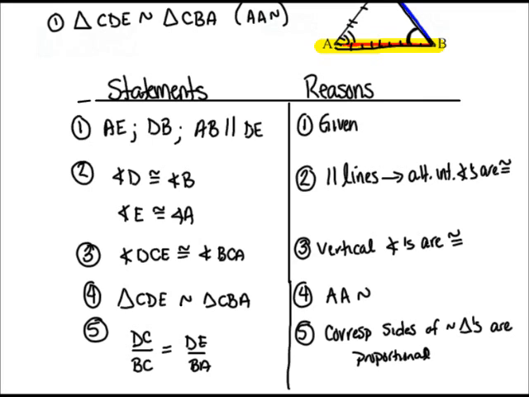So it's saying the sides of similar triangles can be set in a proportion. And now we're done. Let's move on to another proof.